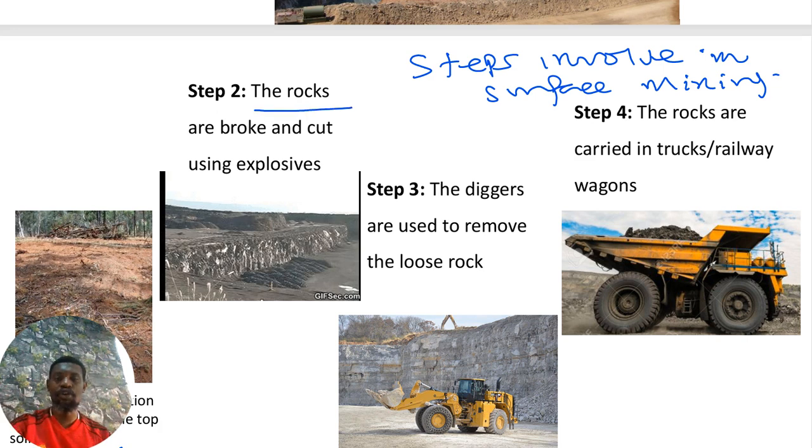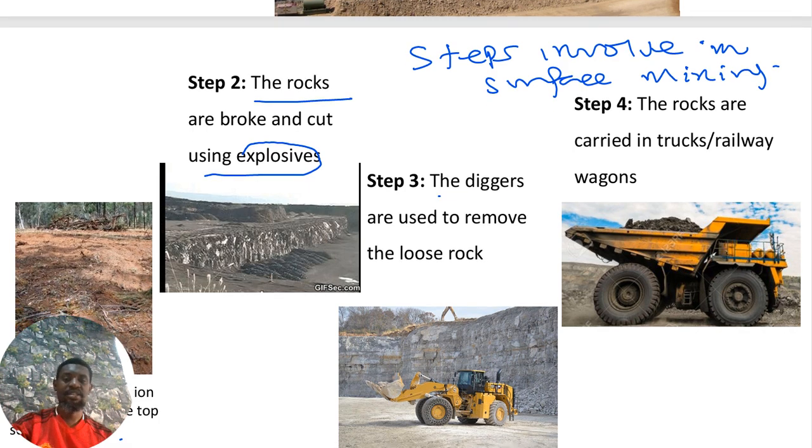The second step is that the rocks are broken and cut using explosives. You use explosives to cut and break the rocks. That is like removing the overburden so that you have access to the mineral beneath the rock. Once that is done, in step 3 you use diggers, like you can see here. The diggers remove the loose rocks and put them into trucks, and the trucks carry them away to industries for processing. That's all you need to know for surface mining. It's as simple as that. You get your whole marks.